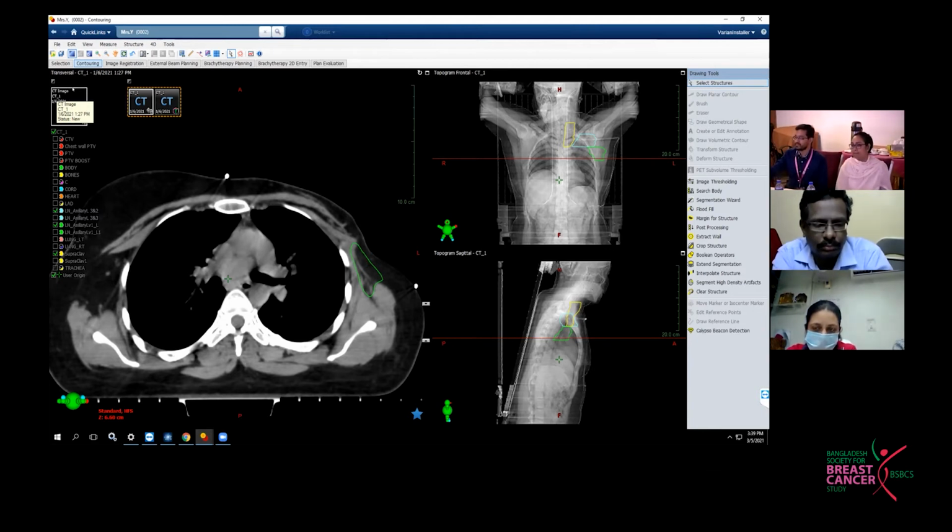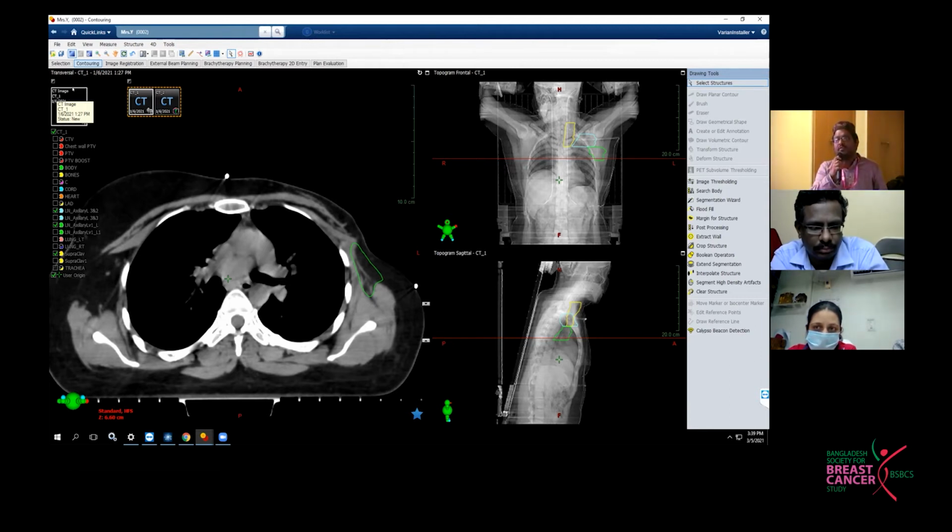Hello, I'm Dr. Shahjalal. I'd like to know from which quadrant this tumor arises, because if it is from medial or central, we might also have to draw internal mammary lymph node, as the tumor is T2 and N2. Excellent.